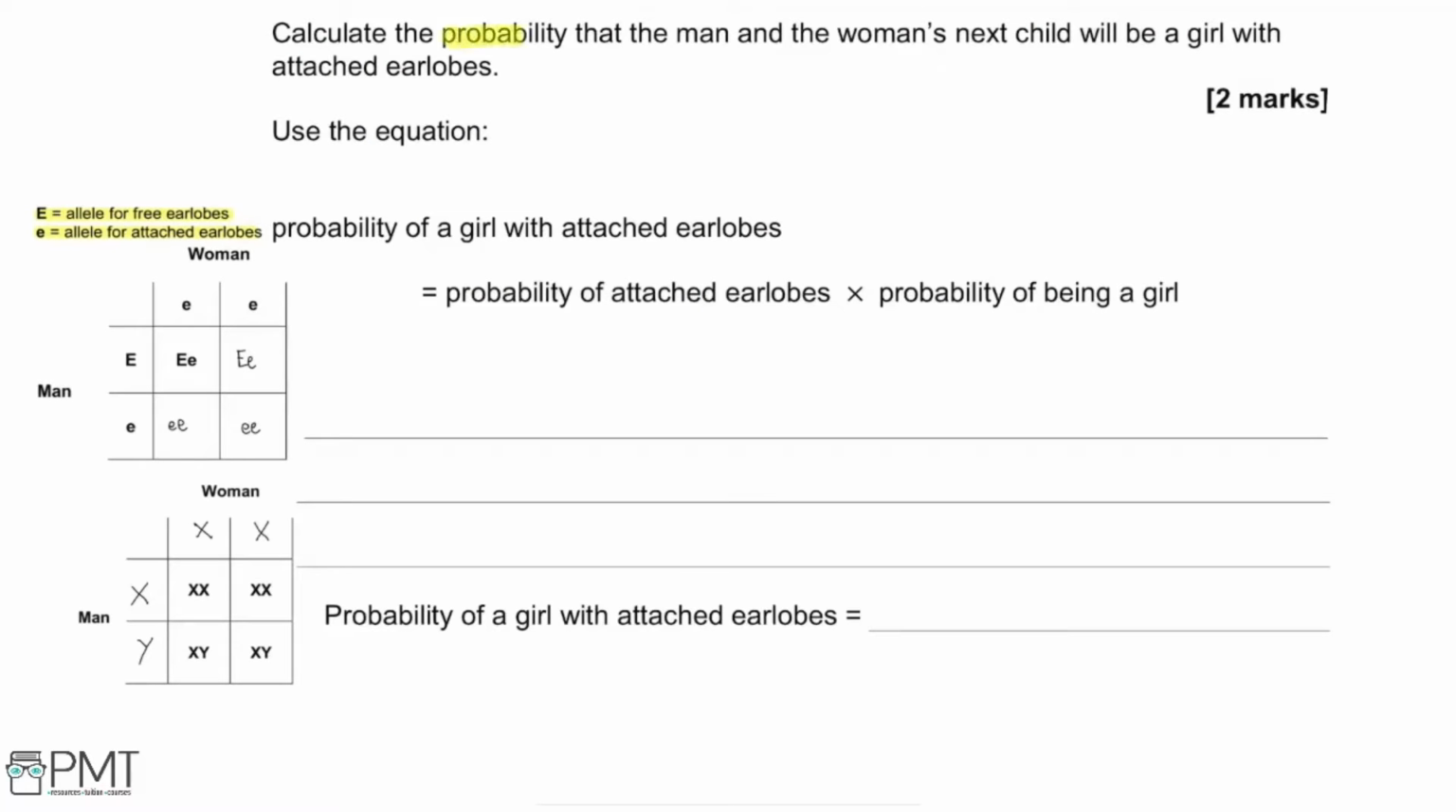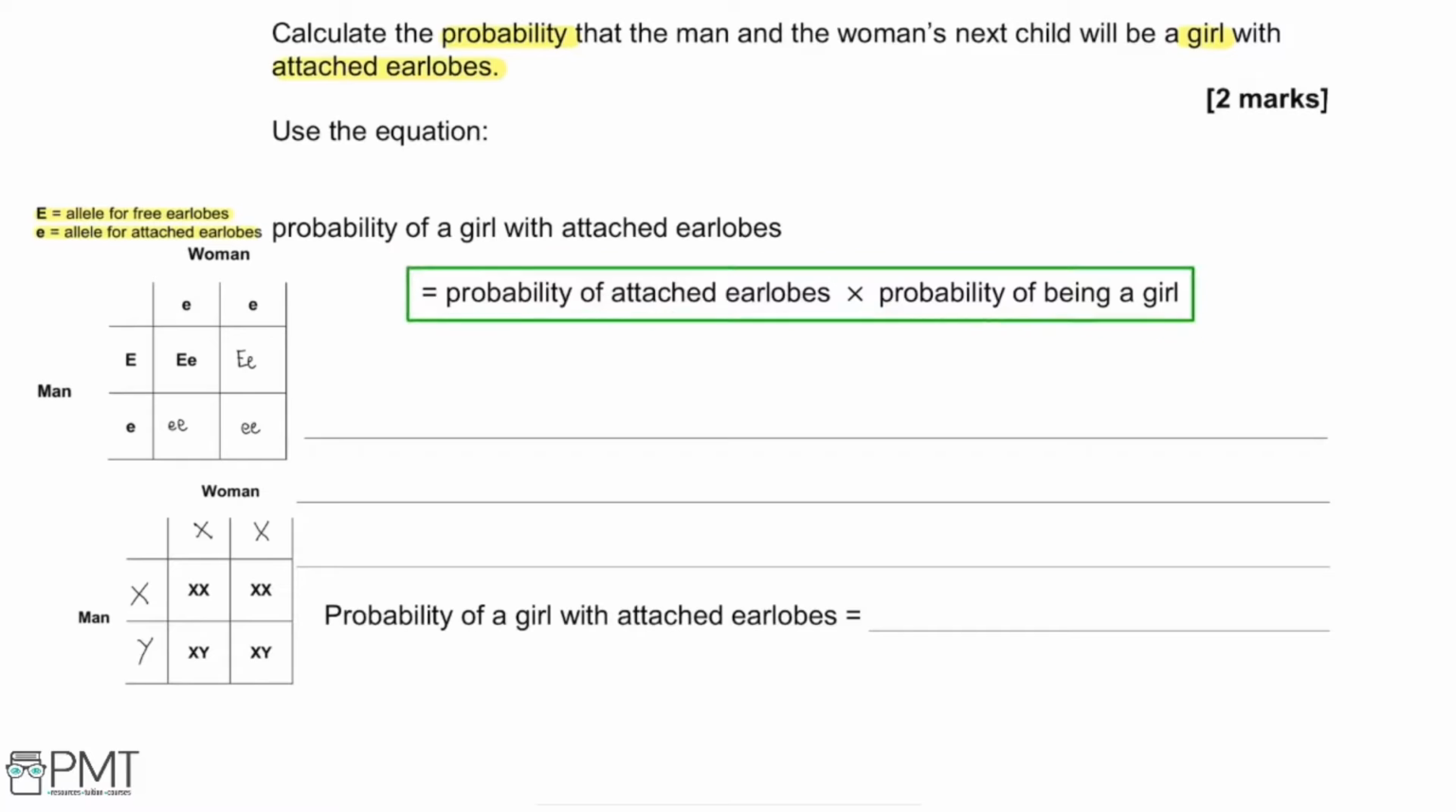Calculate the probability that the man and the woman's next child will be a girl with attached earlobes. Use the equation: probability of a girl with attached earlobes equals probability of attached earlobes multiplied by the probability of being a girl. And this question is worth 2 marks. So we have our 2 genetic cross diagrams here on the left, and we can start by figuring out the probability of the child being a girl.